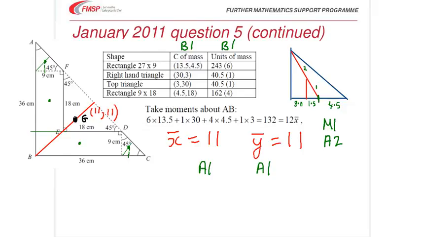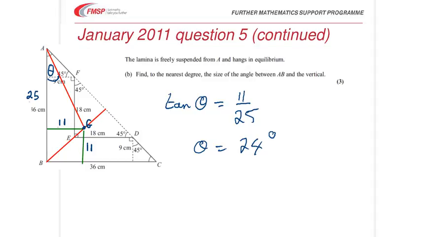And for the second part of the question, for the angle, there was a method mark for identifying the triangle. I'll put the method mark here, M1 for that. And then there's an accuracy mark for each of those.